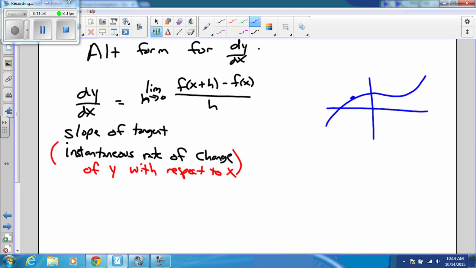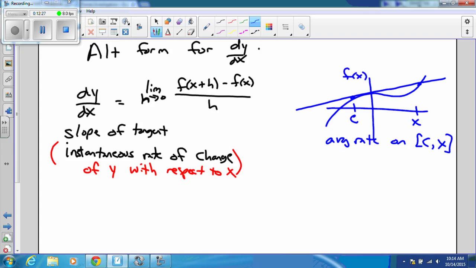Remember yesterday that we took a function f and we took a point c and a point x, and I asked you to come up with the average rate of change over the interval of c to x. Do that again to refresh your memory. What's the average rate of change of my function f on the interval c to x? Go. Write it. Find the average rate of change of f on the interval c to x.